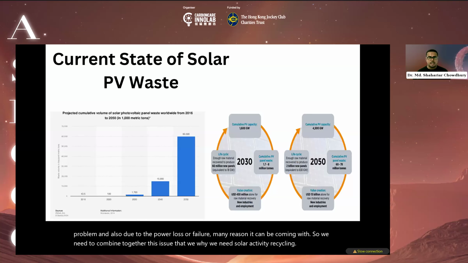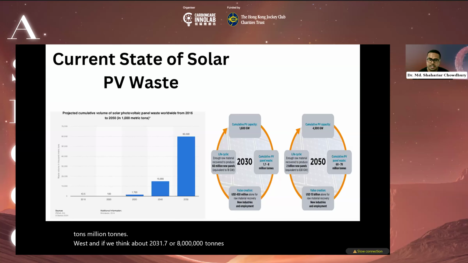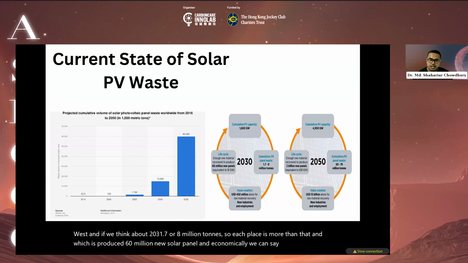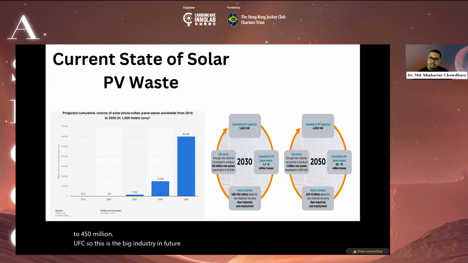Here is the status of solar PV waste. We predict that by the end of 2050, it will become 60 to 78 million tons of waste. And if we think about 2030, it is 1.7 or 8 million tons, so it's more than that. That is equivalent to 60 million new solar panels, and economically we can say it is equivalent to $450 million. So this is a big industry in future, the upcoming recycling industry will contribute.